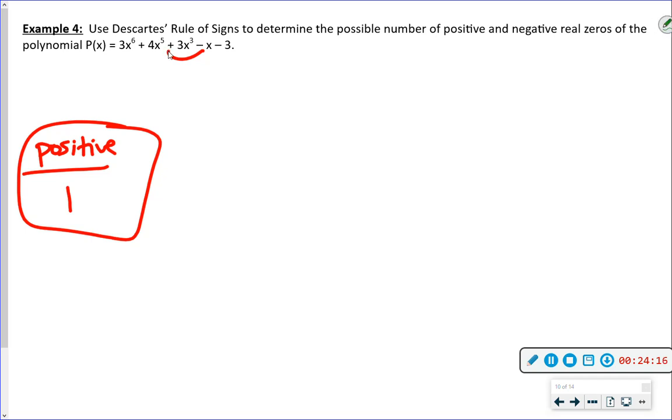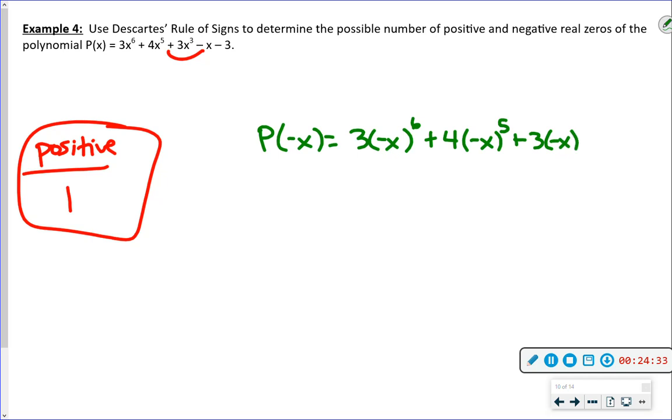So before I do my negatives, you have to replace all the x's with a negative x. Of course, I'm going to simplify this down, and then I'll recount my sign changes. And as always, I swear I say it ten times a day, we've got to be super conscientious of our signs. Okay, so there's the setup.